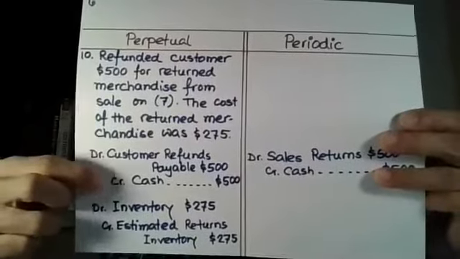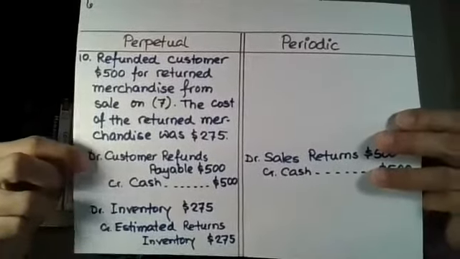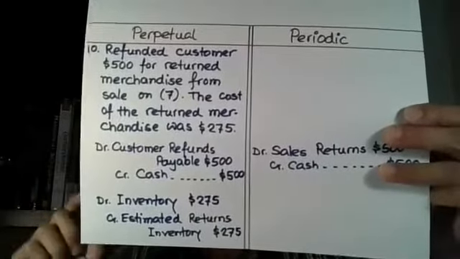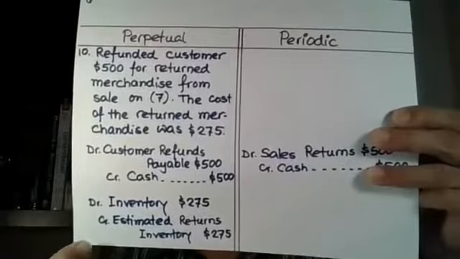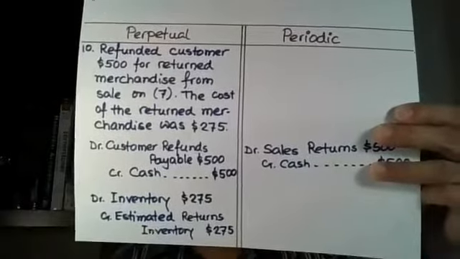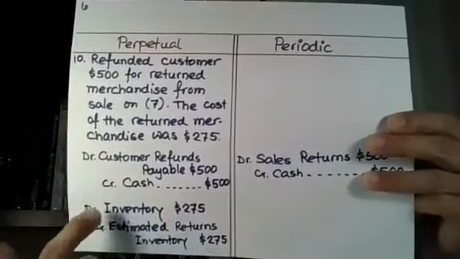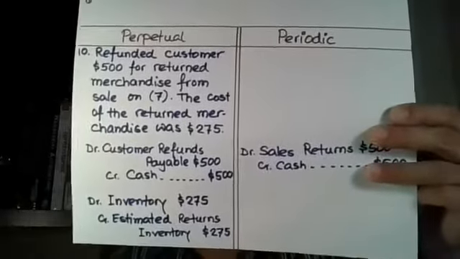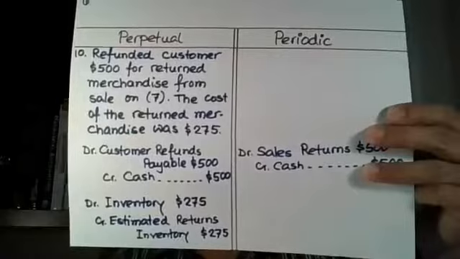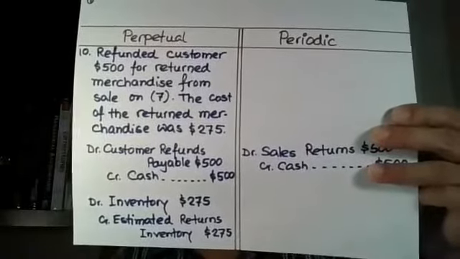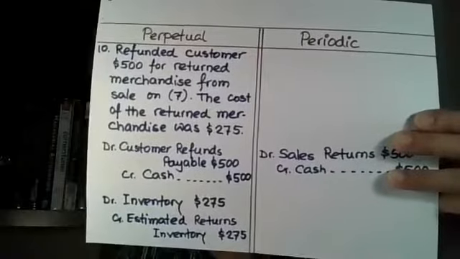Whether it's cash or non-cash, the debit is the same. Customer refunds payable is for the amount of the selling price, and then estimated returns inventory is for the cost price. The fact that inventory is coming in is easy: debit inventory. But the credit is new: estimated returns inventory for the cost price. All right.